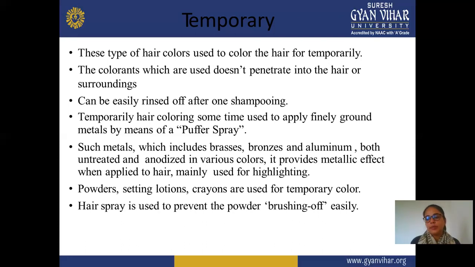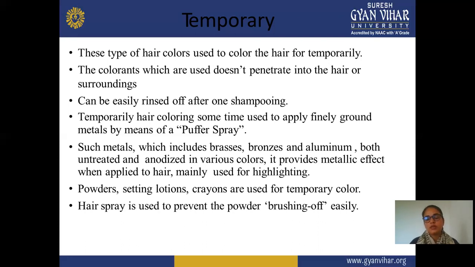Means these temporary dyes we are using mainly for highlighting purposes, and there are different metals present, and according to this we may apply these dyes. The metals we select are brass, bronze, aluminium, and these are the metals present in temporary dyes, both untreated or anodized, available in various colors. And it provides a metallic effect when applied to the hair for highlighting purposes. And powder, setting lotion, and crayons are used for temporary color. Instead of these hair dyes, a different type of formulation is also used for temporary dye.